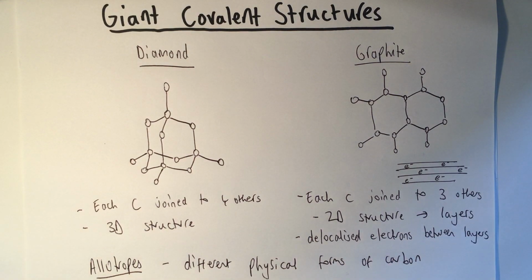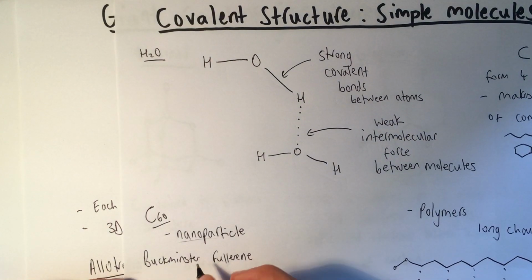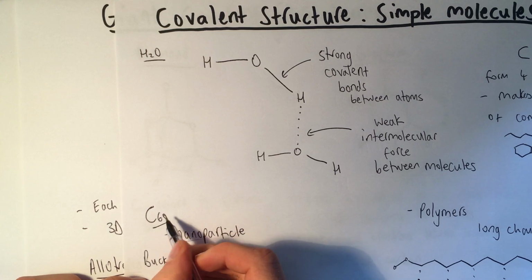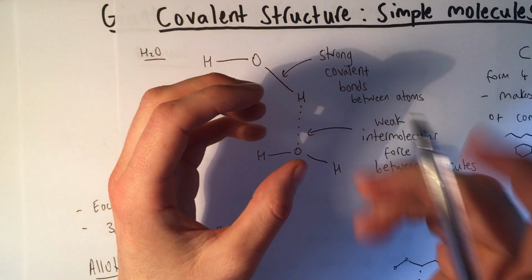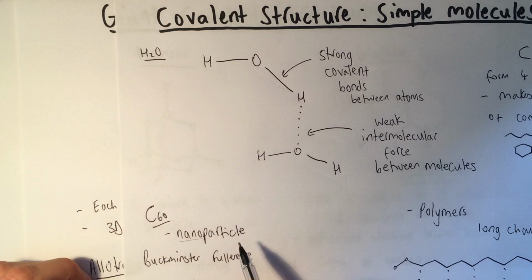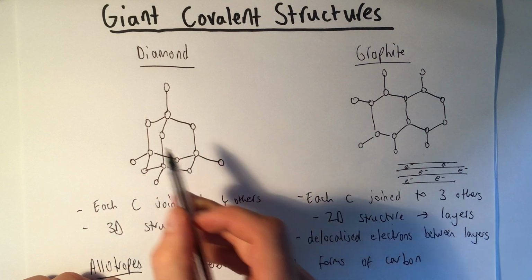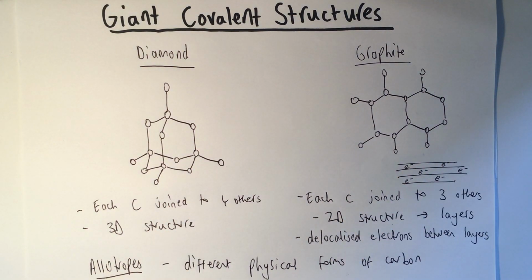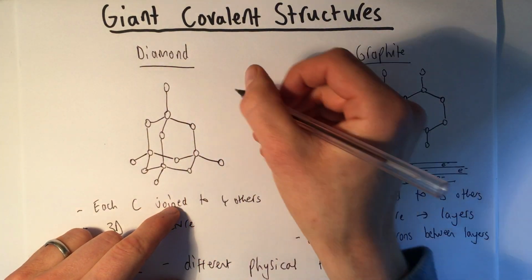Just as a side note from a different video, there is another form of carbon which isn't diamond or graphite, and that is Buckminster fullerene, which is massive molecules, C60, so a molecule with 60 carbon atoms, and it forms this football shape of pentagons and hexagons, and that's a nanoparticle. So that is, if you like, a third allotrope of carbon, but it's not a giant structure in the same way that diamond and graphite are.